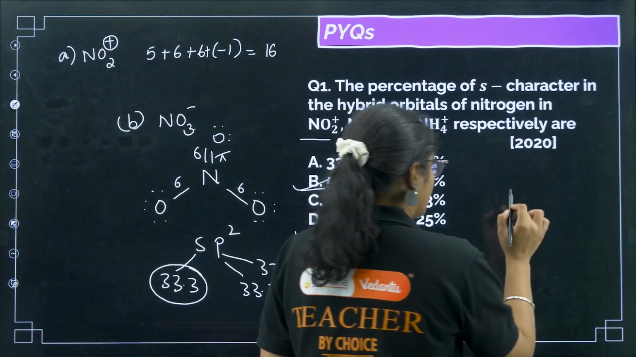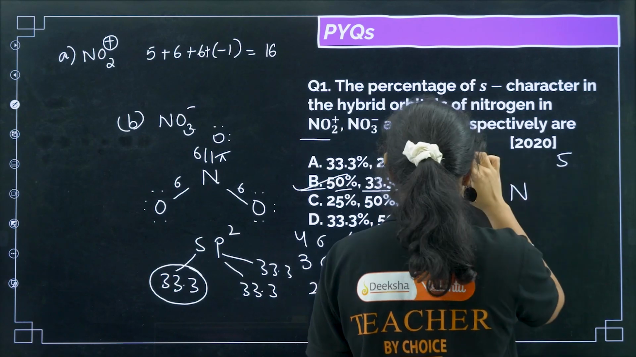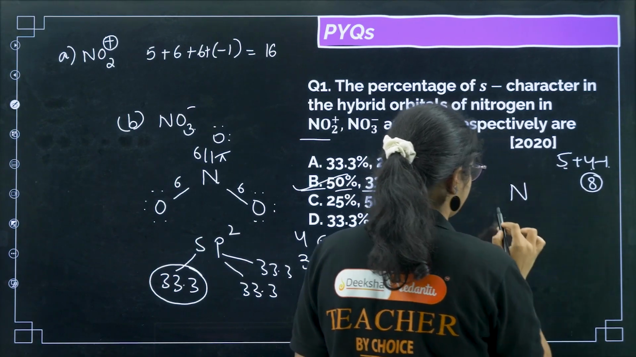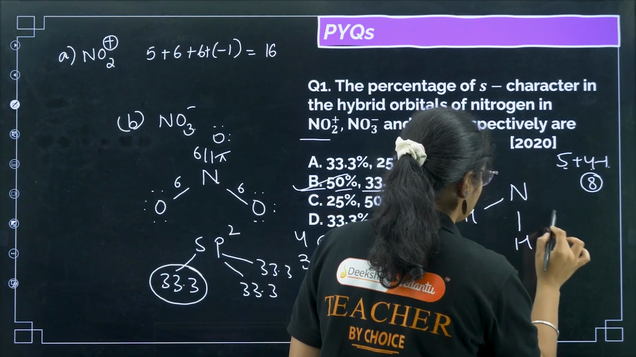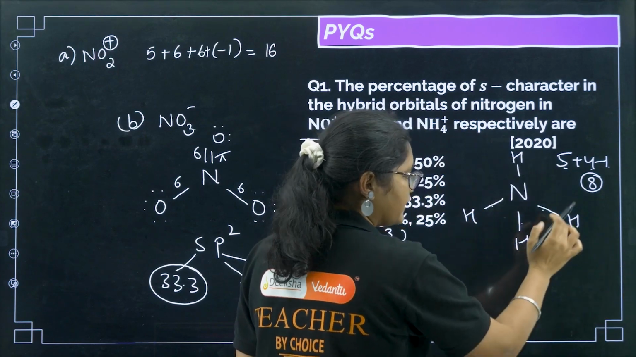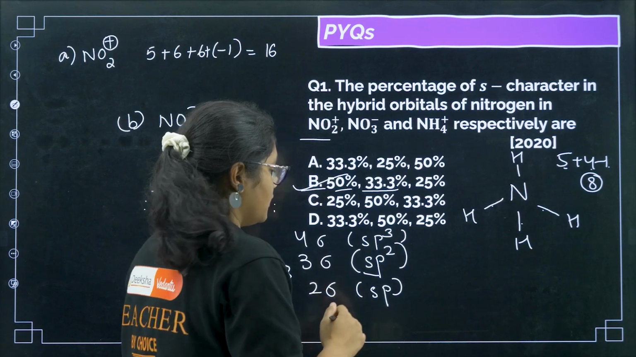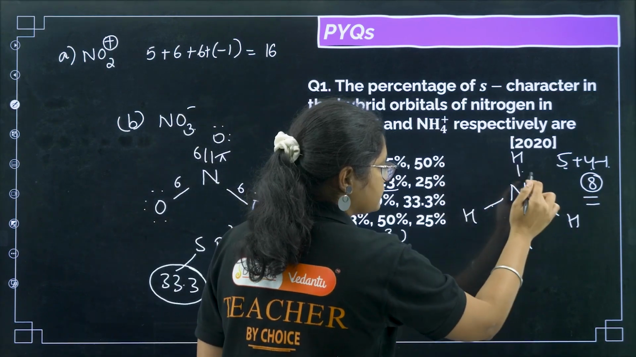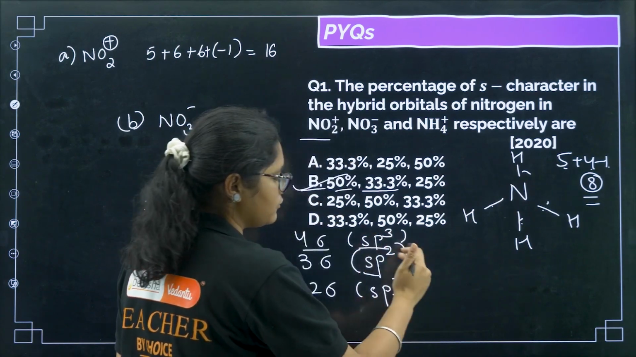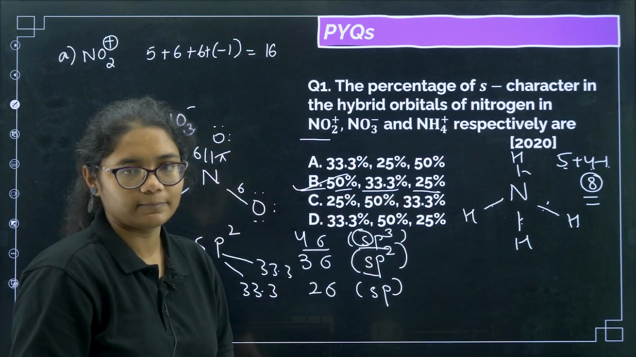Now next one, NH4 plus. If you calculate, total 5 here and 4 here minus 1, so 5 plus 4, 9, minus 1, 8 electrons are there. So I can just draw 4 hydrogens, with 8 electrons present. All the valence electrons are used. So 4 sigma bonds are there. 4 sigma bonds is sp3 hybridization. Now you can divide it into 4 parts. 3 parts will be p and s will be 25%. Option B here.